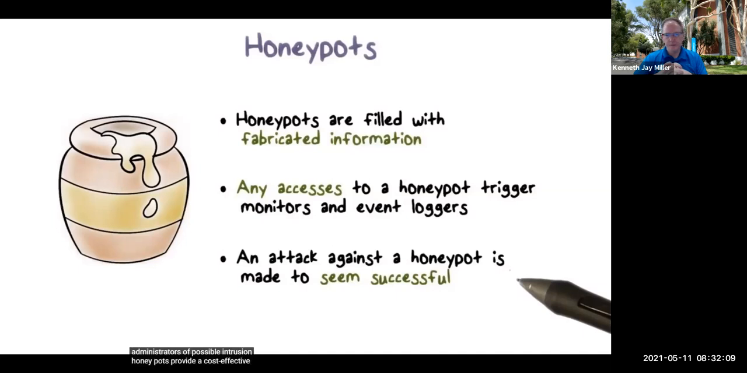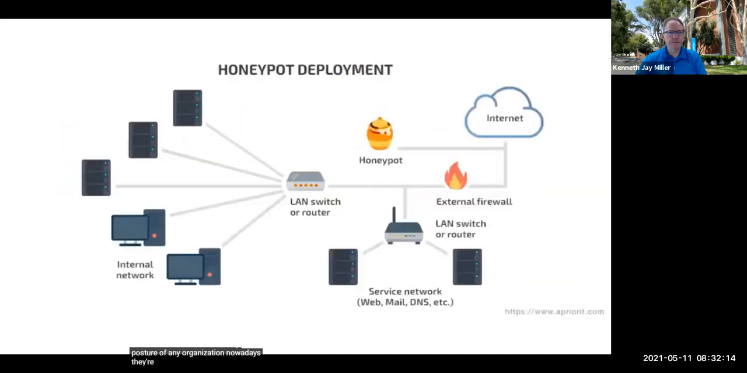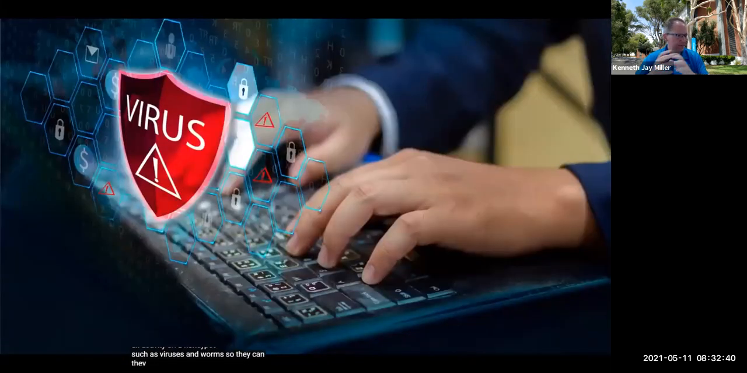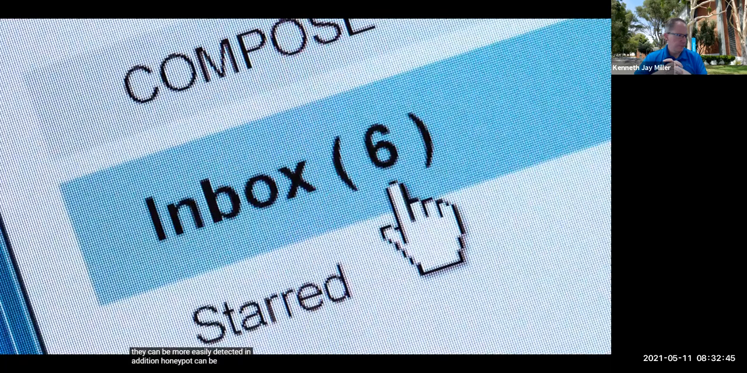Honeypots provide a cost-effective solution to increase the security posture of any organization. Nowadays, they are also being extensively used by the research community to study issues in network security. Honeypots have several real-world applications. They serve as network decoys, as we mentioned earlier, to prevent attacks on an organization's real networks by appearing to be easy targets. By tracking all activity on a honeypot, such as viruses and worms, they can be more easily detected. In addition, honeypots can be used to combat spam.